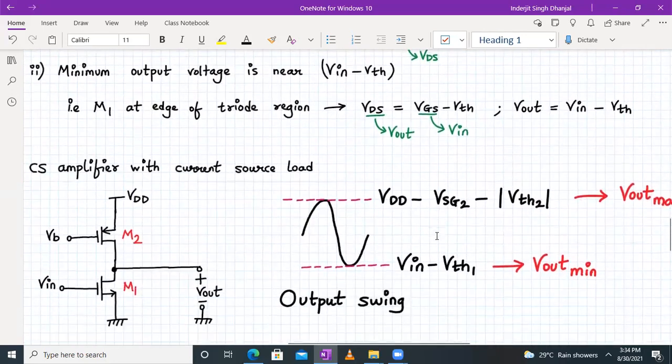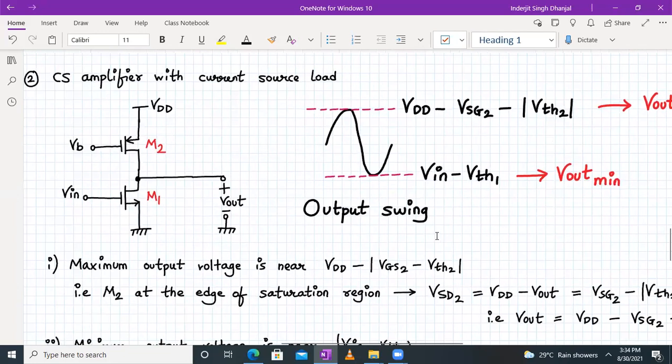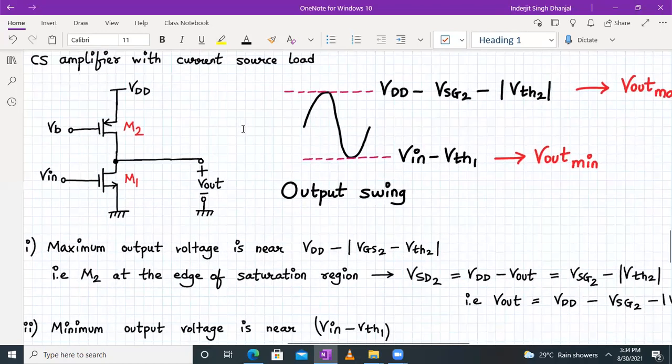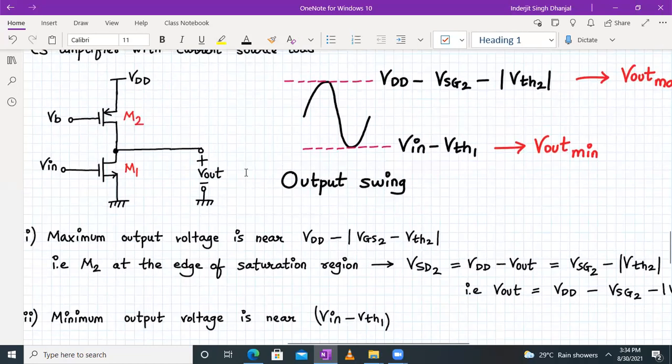Let's calculate it for a current source load. So this circuit which you see in front of your screens is my NMOS common source amplifier with a PMOS current source. Okay, and we have to find the output swing, Vout max and Vout minimum. So the maximum output voltage for this circuit is near VDD minus mod of (VSG2 minus VTH2), right? The mod sign completes it.